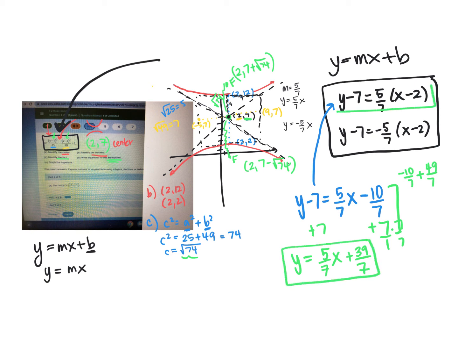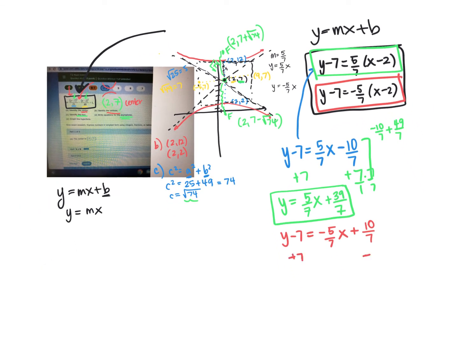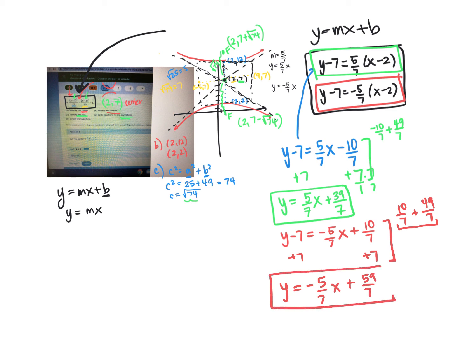And again, that's just simplifying this top one. Then I do the same thing for the bottom. So I'm going to have y minus 7 equals distributing negative 5/7. So I'll have negative 5/7x plus 10 over 7. And similarly, I will add the 7 over. And these would need that common denominator again. So 10 over 7 plus it'll be 49 over 7 this time. So we get y equals negative 5 over 7x, and then 10/7 plus 49/7 is equal to 59/7, which doesn't reduce. If it did reduce, make sure that you simplify those. So these would be the two equations of my asymptotes.